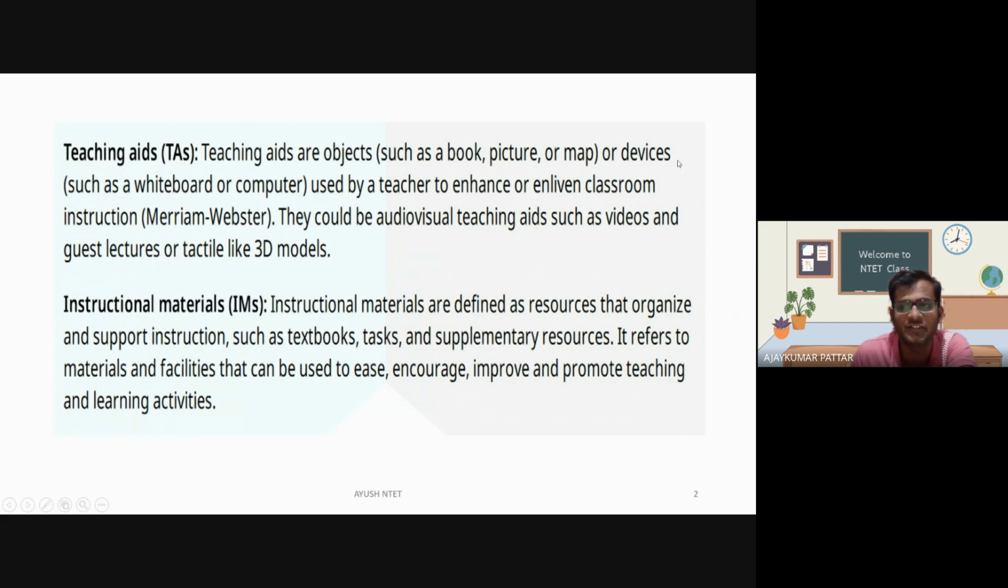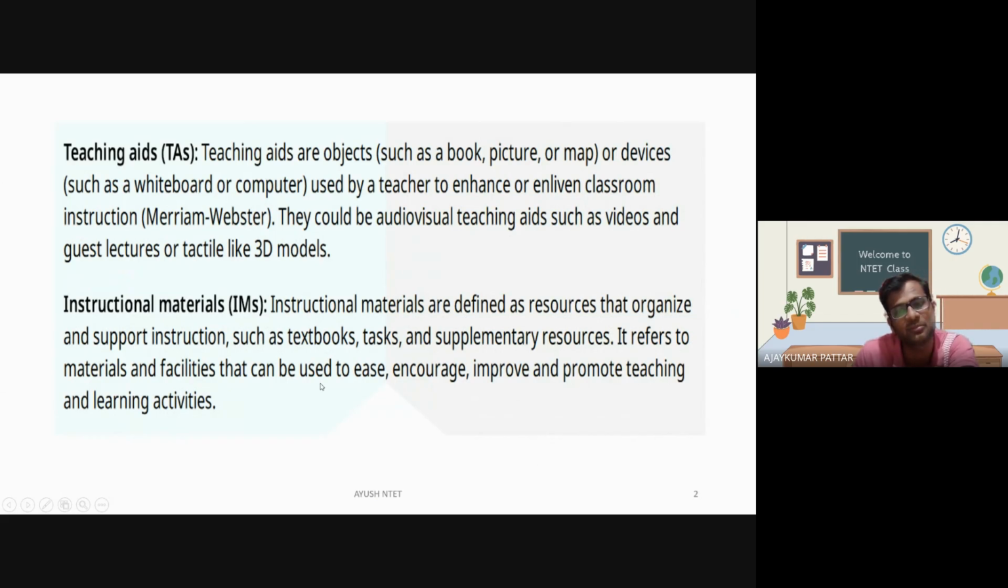The objects or devices which help the teacher while teaching, we call teaching aids. So what are instructional materials? Both look the same, and there is a small difference between teaching aids and instructional materials. Instructional materials are defined as resources that organize and support instruction, such as textbooks, tasks, and supplementary resources. It refers to materials and facilities that can be used to ease, encourage, improve, and promote teaching and learning activities.